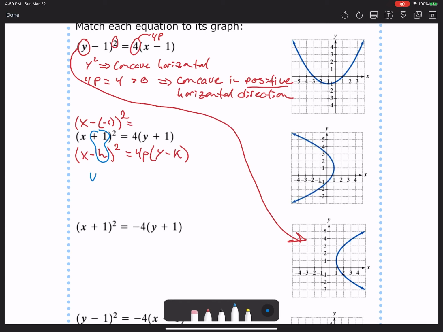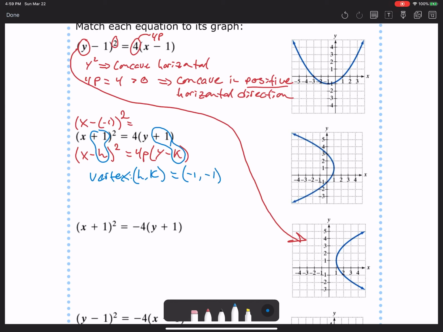So the vertex here, which is located at h comma k, has coordinates. Now the h value is associated with the x coordinate, which is here a negative 1, and our y value, or our k value, is associated with the y value. And again, we have to be really careful because our k value is the opposite of what it appears to be. Our k value is also a negative 1.